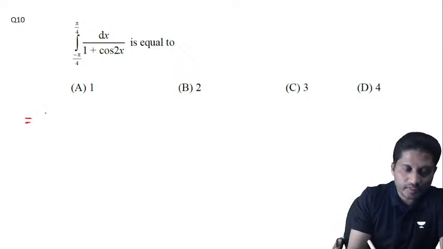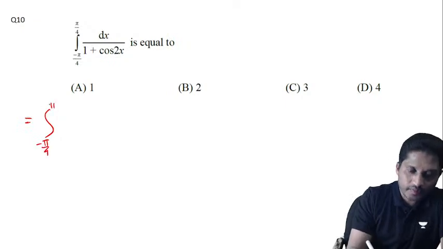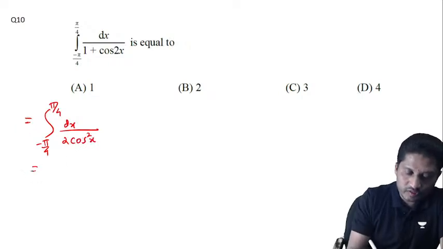Integral from minus pi by 4 to plus pi by 4 of dx divided by 1 plus cos 2x. 1 plus cos 2x is 2 cos square x. Half is a constant, so take it out. You get 1/2 times the integral from minus pi by 4 to plus pi by 4, and then this is sec square x dx.